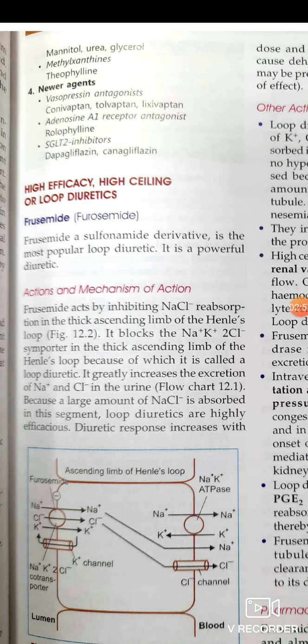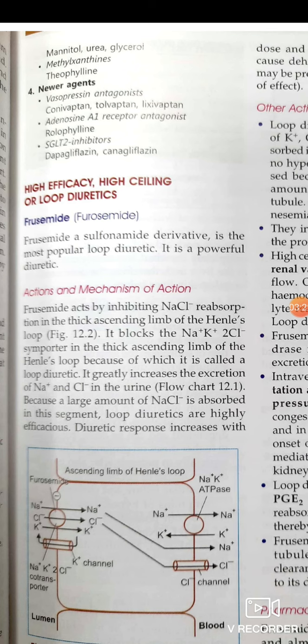If you remember the structure of the nephron, the renal tubules include PCT, that is proximal convoluted tubule, then loop of Henle, then DCT, that is distal convoluted tubule, and collecting tubule. Amongst those renal tubules, these drugs particularly act on the loop of Henle, and that's why they are known as loop diuretics. In that, the main basic drug is furosemide.